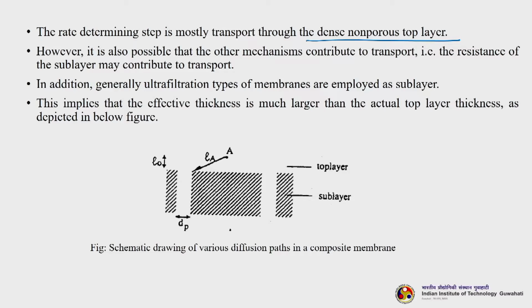So, in addition, generally ultrafiltration type membranes are also employed as sublayer, in some certain cases. So, these are specific cases. So, this implies that the effective thickness is much larger than the actual top layer thickness.